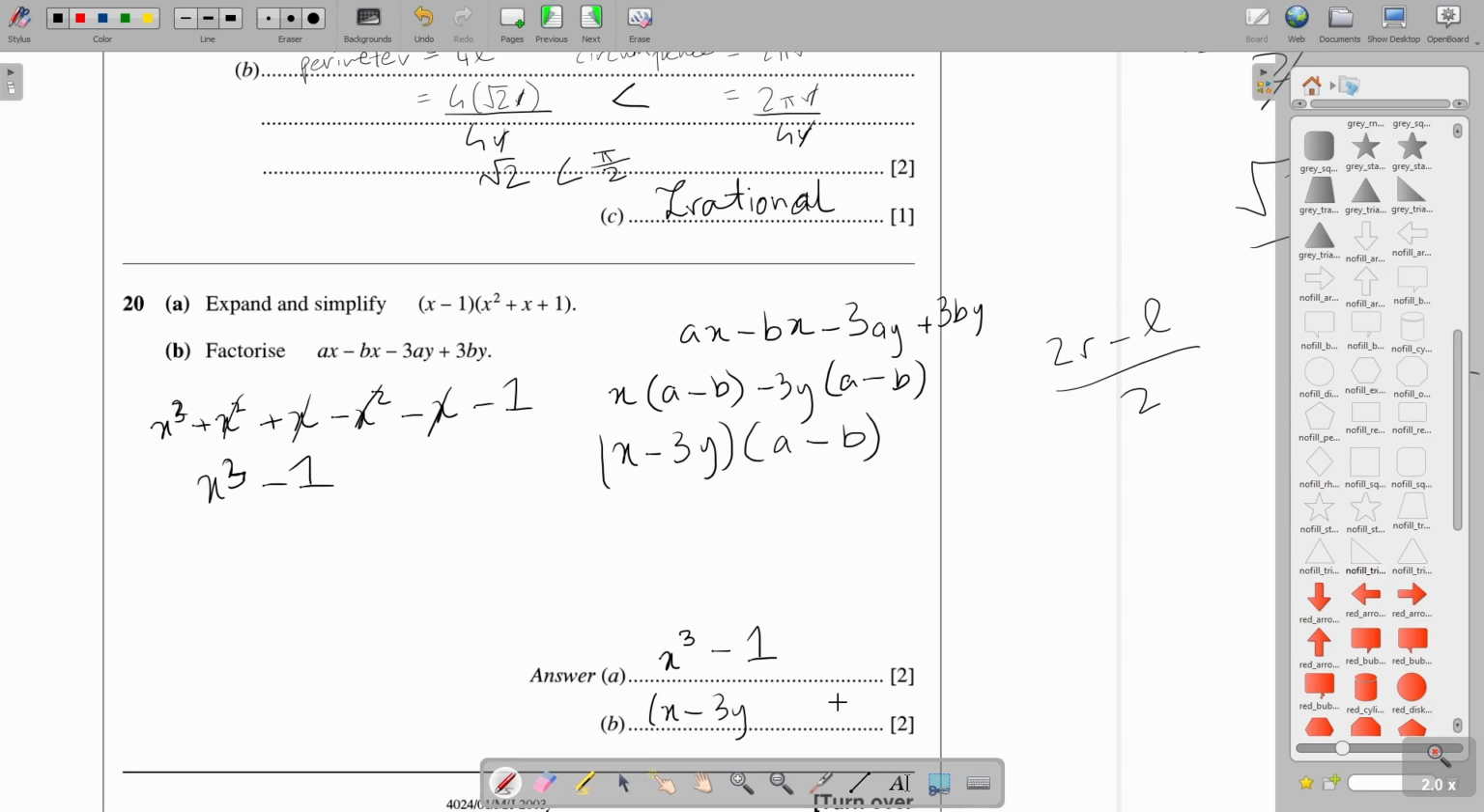It's not really an equation, it doesn't equal anything. A minus b. All right.